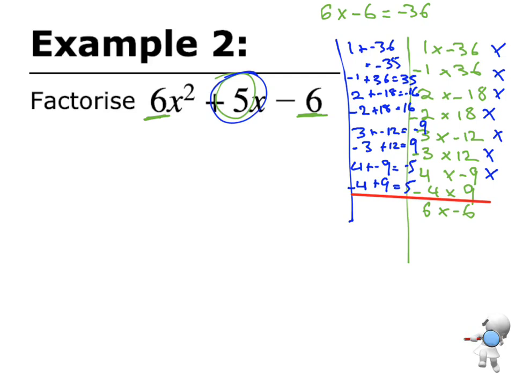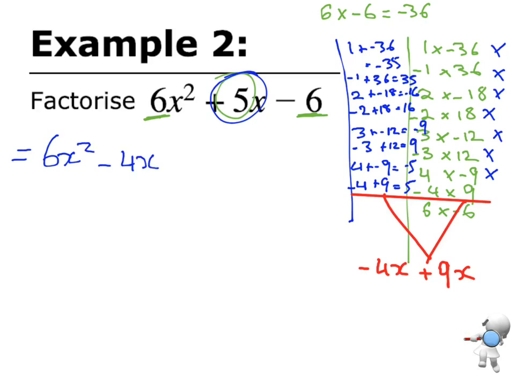So now I am going to take those numbers and separate out the 5x term into minus 4x plus 9x. That's what I'm going to separate out using that negative 4 and 9. So let's have a go. 6x squared minus 4x plus 9x minus 6.